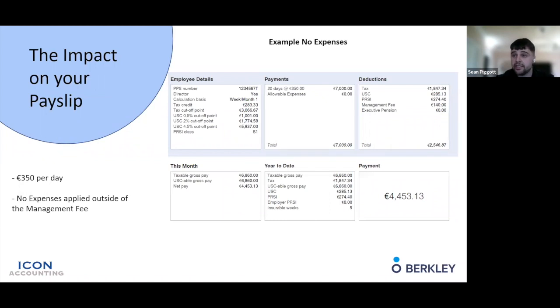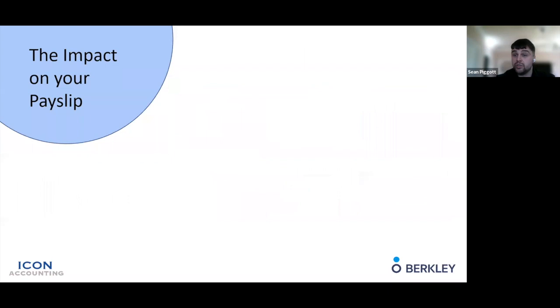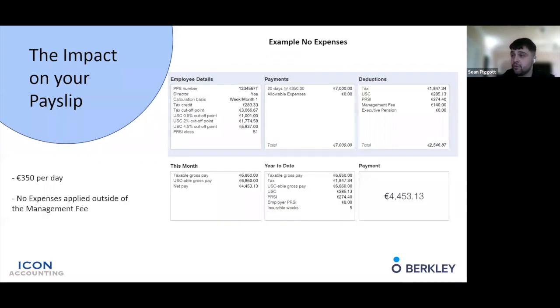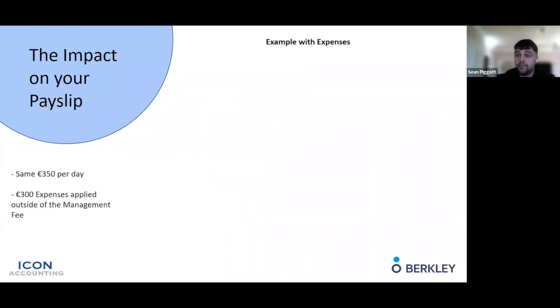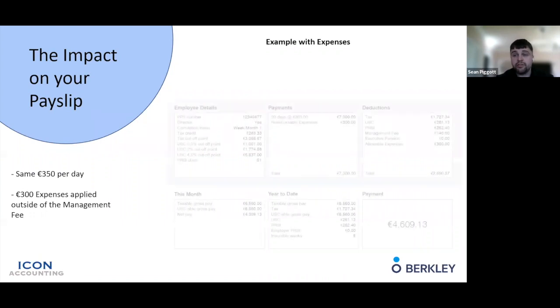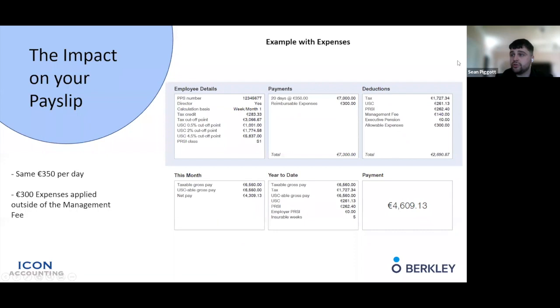What we're now going to do is have a look at the same exact independent professional, but in the next case, they've claimed some allowable expenses, which will have an impact on their payslip. So again, I'll just ask you to keep that figure in mind, 4,453 with no expenses. When we claim business expenses, so we've also claimed €300 expenses, that could be the likes of your tax saver ticket, or a new desk or a new chair for your home office, whatever the scenario may be. The €300 reimbursable expenses will now appear here.